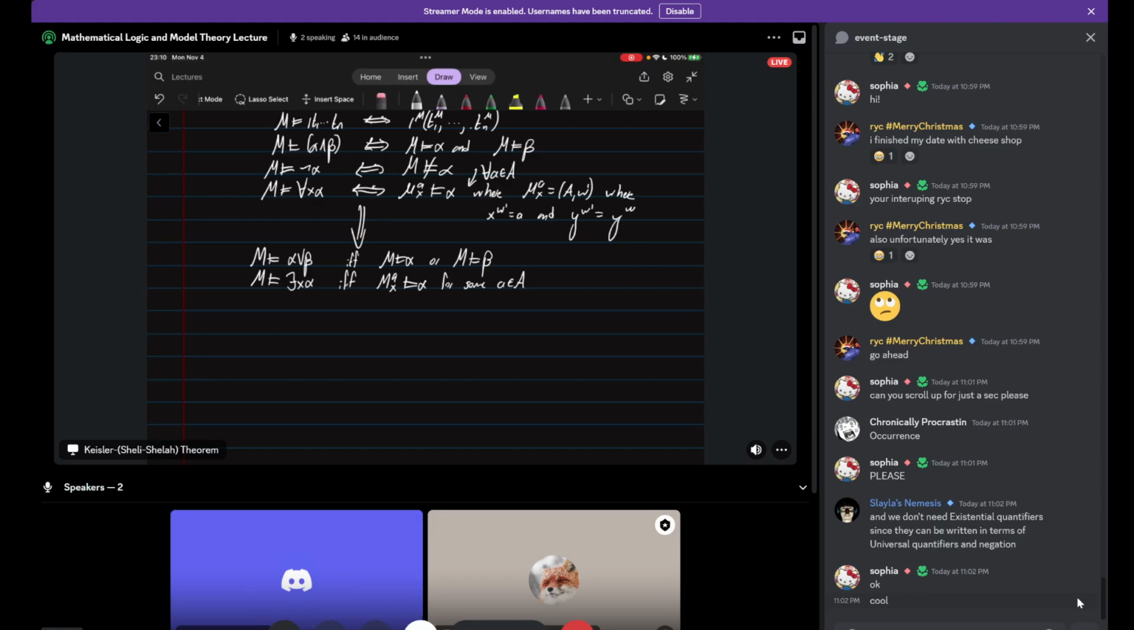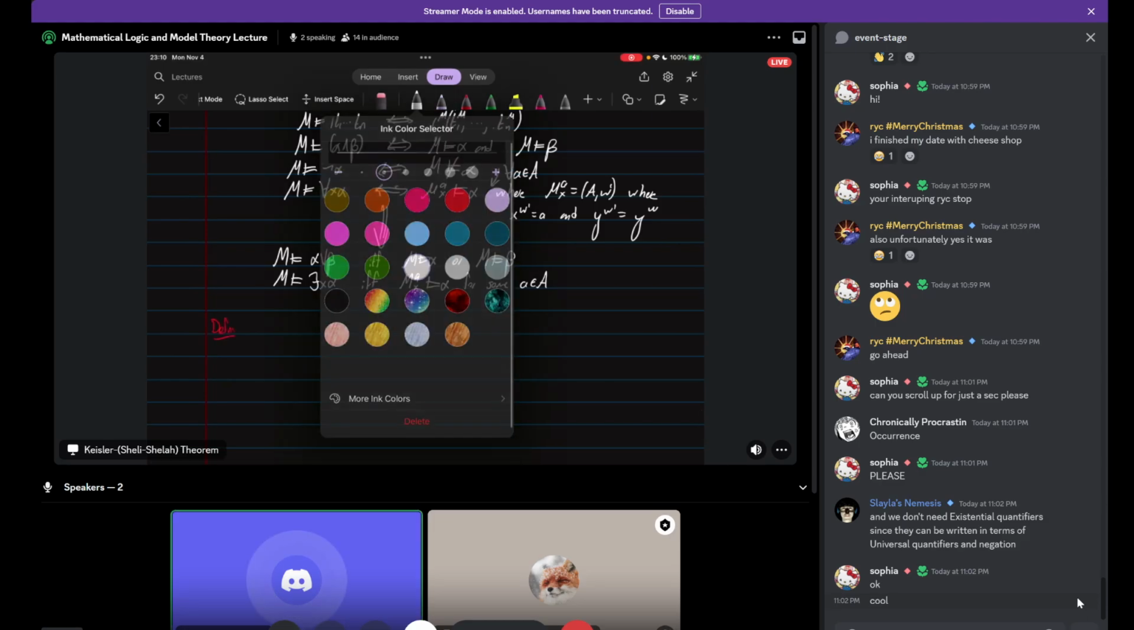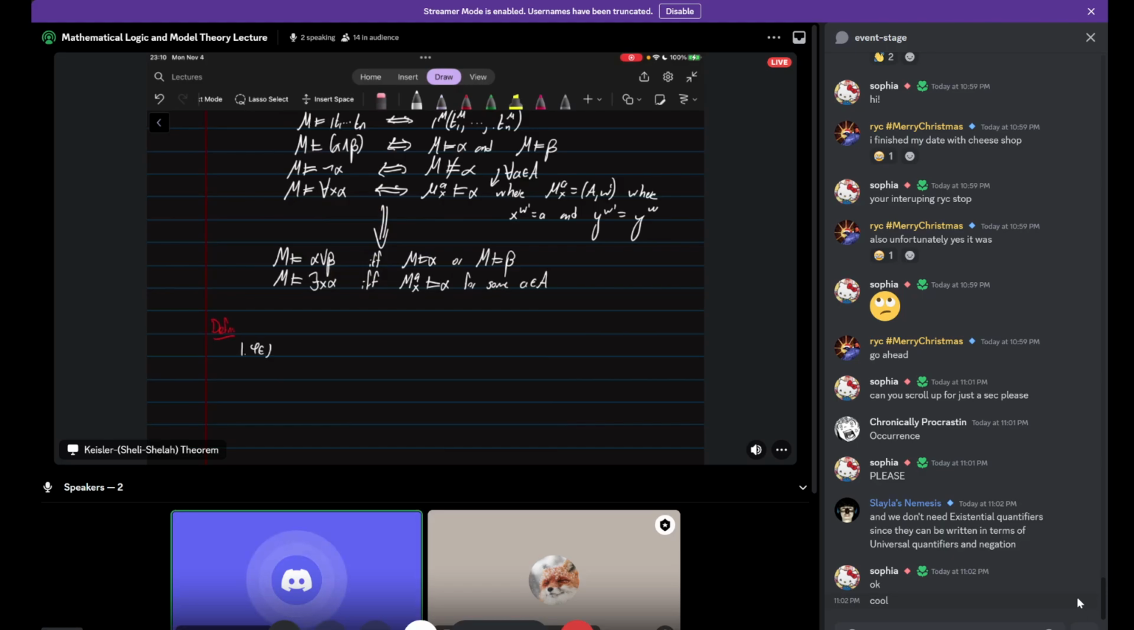Okay. Just a quick little rundown of stuff that we've already seen before. One, a formula phi in L or a set X of formulas is satisfiable if it has a model, i.e., some M which satisfies phi or X.